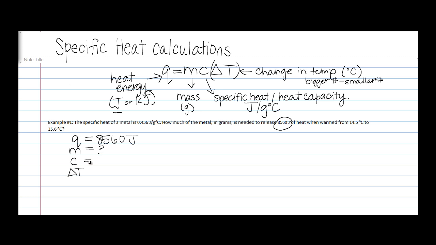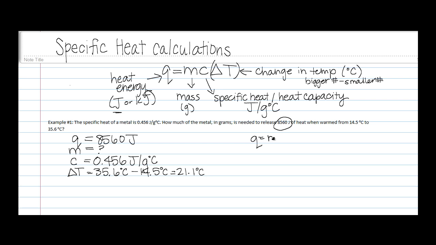My C value is the specific heat, and it's in joules per gram degree Celsius, so the specific heat of the metal is 0.456 joules per gram degree Celsius. And then my change in temperature, I'm going to take the bigger number minus the smaller number. So 35.6 degrees Celsius minus 14.5 degrees Celsius. And when I put that in my calculator, I got 21.1 degrees Celsius. Helps to turn your calculator on.